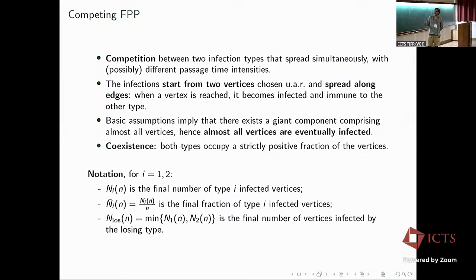I is the type of infection, 1 or 2, type 1 or type 2, red or blue. So N_I(n) is the final number of vertices. When I put the bar on top, it's the proportion of vertices infected. This is always at the end of the process. So you let the competition go, and at the end you observe. And losing means the number of vertices of the loser.